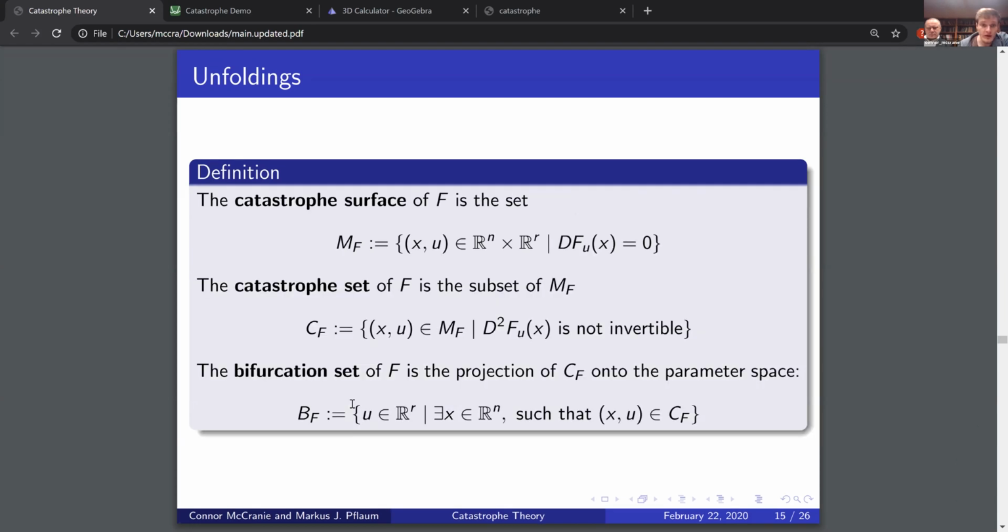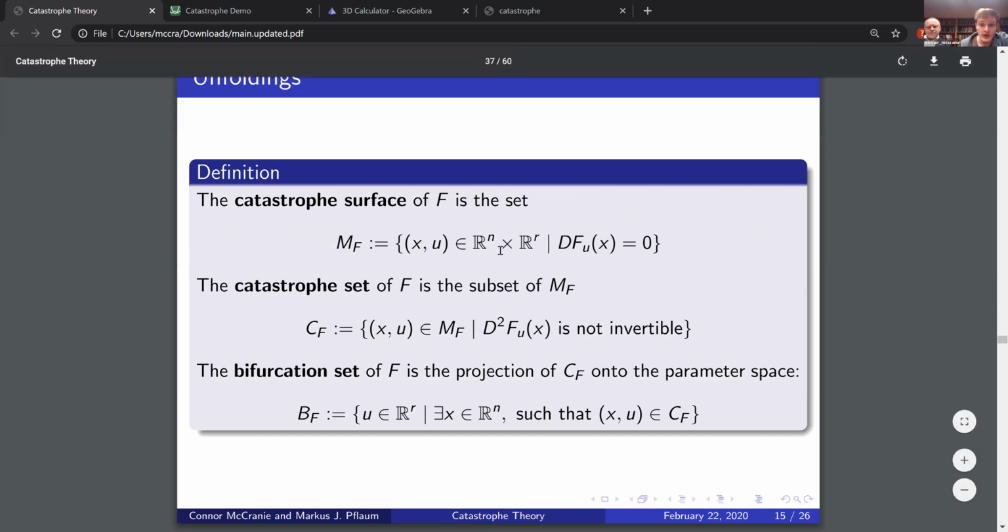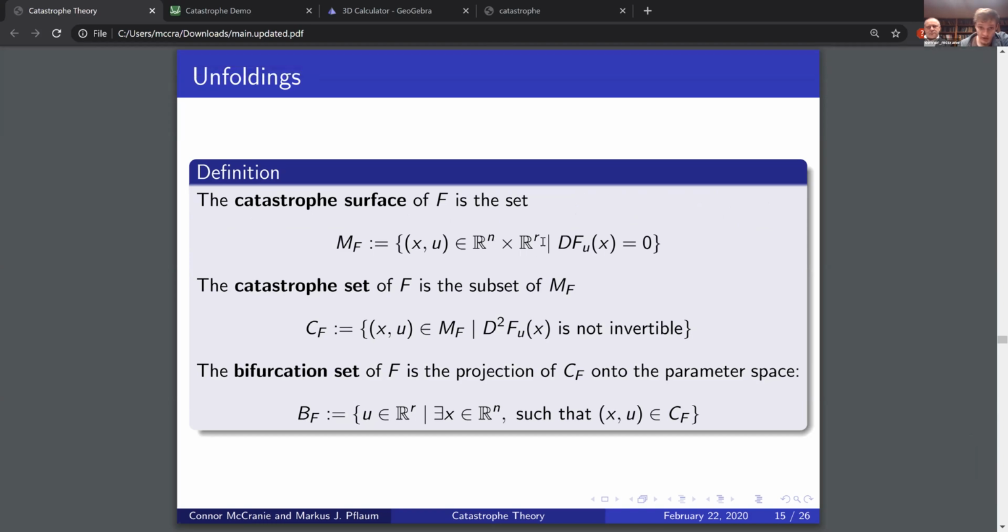And now we've got some terminology. So the catastrophe surface is all the points in R^n plus R^k where my derivative is 0. So these are going to be the points that I care about. The catastrophe set is a subset of that. I just look at the subset where the Hessian is not invertible. So of all my critical points, the catastrophe set is all the ones that are degenerate. And then the bifurcation set is the projection onto the parameter space. So which parameters lead to degenerate critical points?